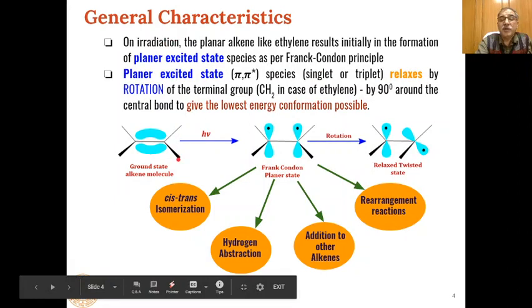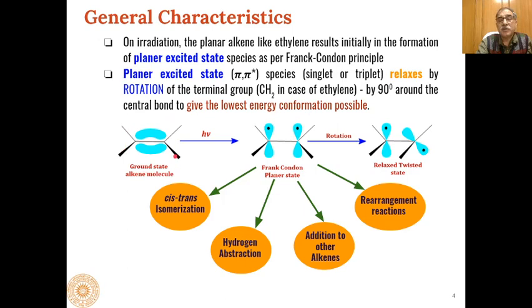Then on irradiation, say this is the ground state of the alkene molecule. When this is irradiated with UV light, then this will be the first Franck-Condon planar state in the first excited state as per the Franck-Condon principle. Then this planar excited state, either it can be singlet or it can be triplet. This relaxes by rotation of the terminal group, that is, in the case of alkenes, the methylene group.